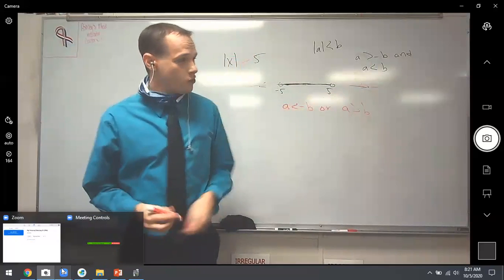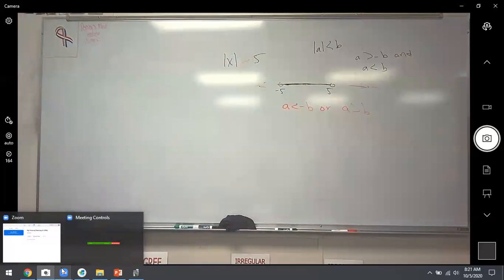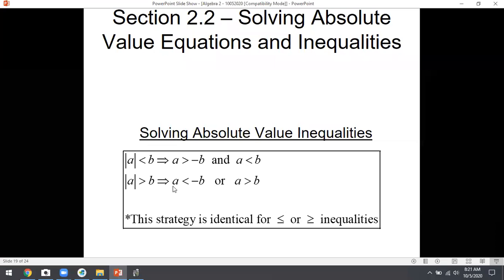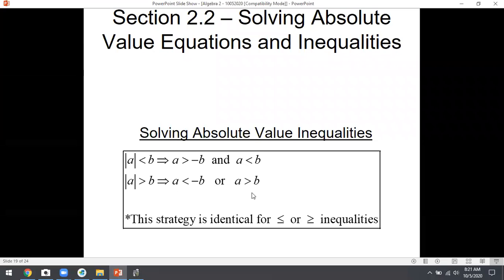So the second rule that was on the board a second ago is really just the opposite of the first rule. In fact, look at how they're backwards. If you're doing less than, we're looking for a is greater than negative b, right? If we're doing greater than, we're looking for a's that are less than negative b. Look at these two. They're just backwards, right? Here a is greater than negative b, here a is less than negative b. And the other piece, if a is less than b, well, this other option has a is greater than b.